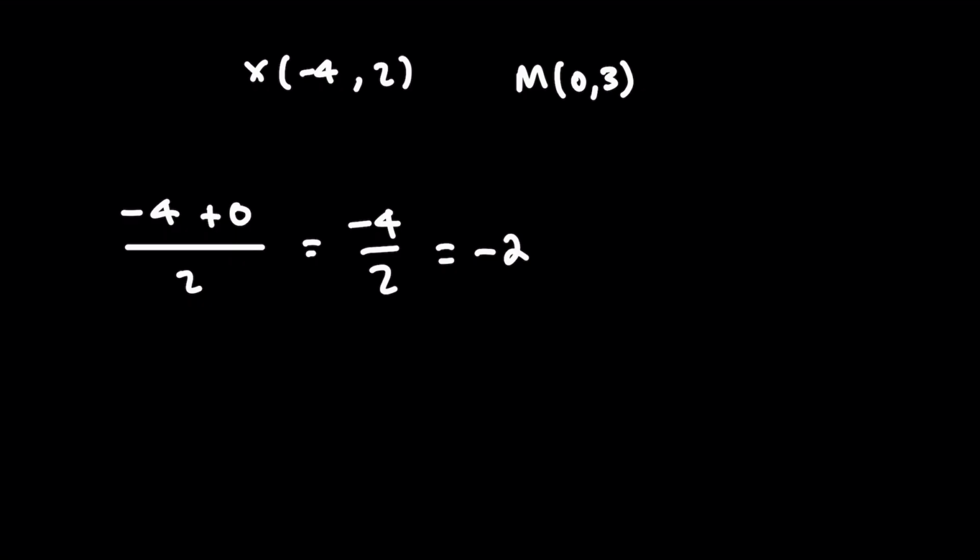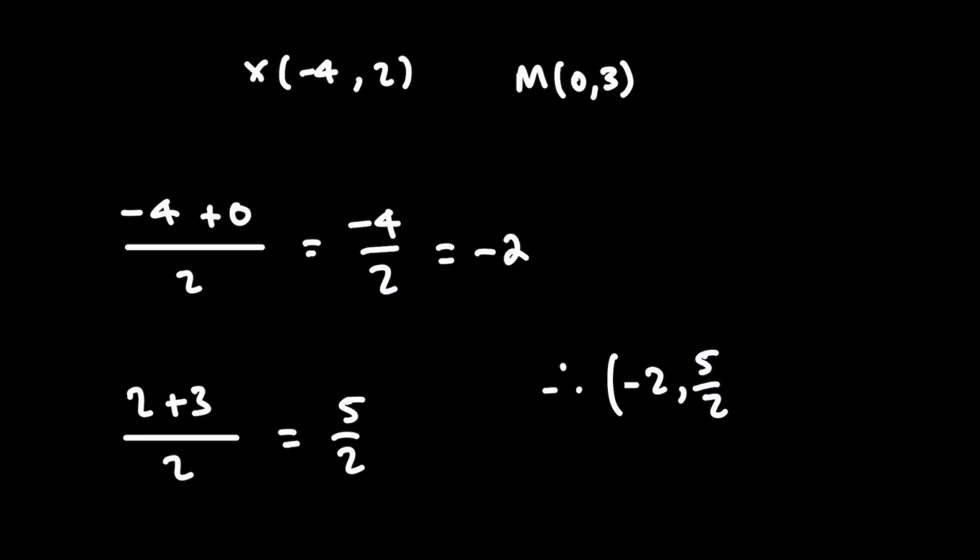Next thing I'm going to do is I'm going to find the midpoint between 2 and 3. And you can see it's just going to be the number in between, which is 2.5. But if I was going to use the formula, it would be 2 plus 3 divided by 2. And so this just becomes 5 on 2, which is also 2.5. So therefore the coordinates of the midpoint here is simply -2, 5 on 2.